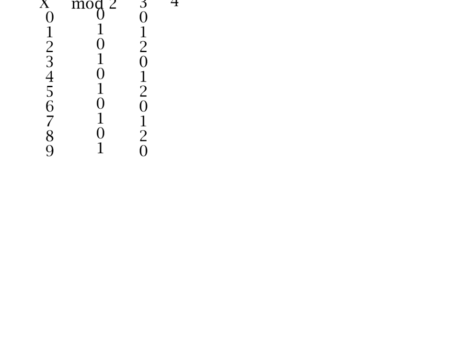So let's see what happens if it's 4. If we mod the number by 4, then we have 0, 1, 2, 3, 0, 1, 2, 3, 0, 1. What if we mod the value by 5? 0, 1, 2, 3, 4.